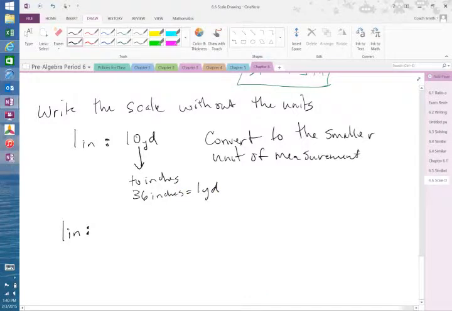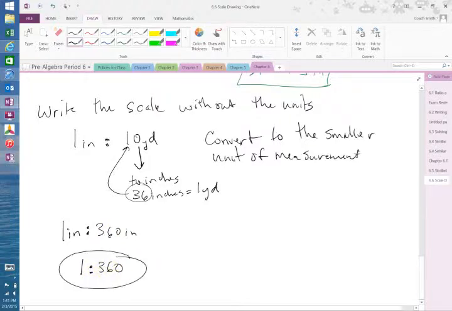So we have to multiply. No, by 10. We found out this is how many is in a yard, so now we multiply it by 10. Yeah, 360 inches. Now, they want it without labels, so it would just be 1 colon 360.